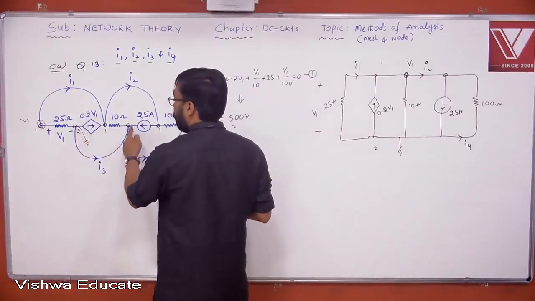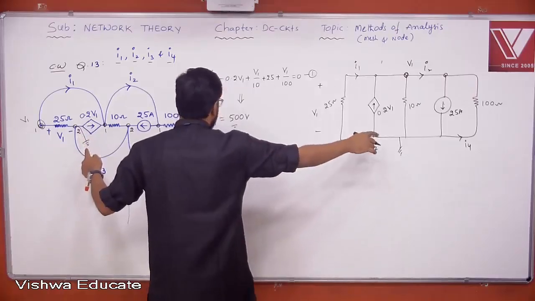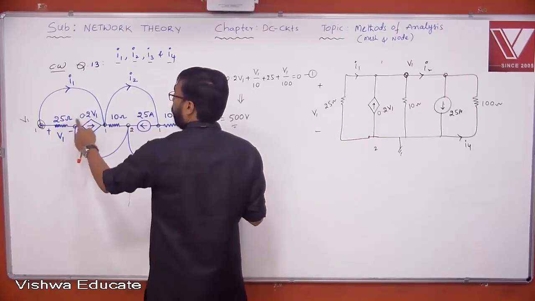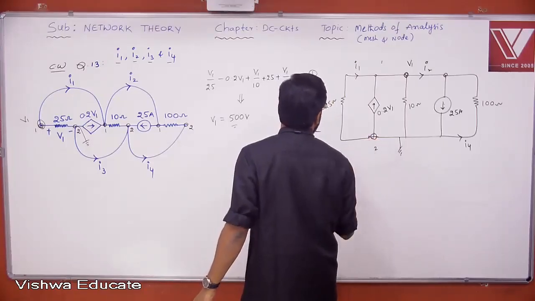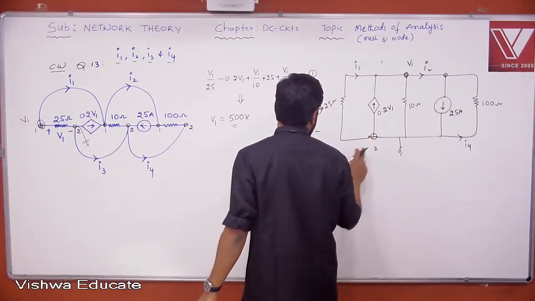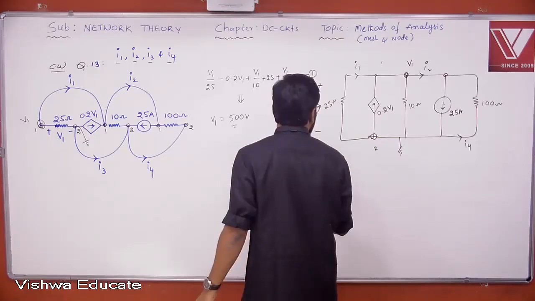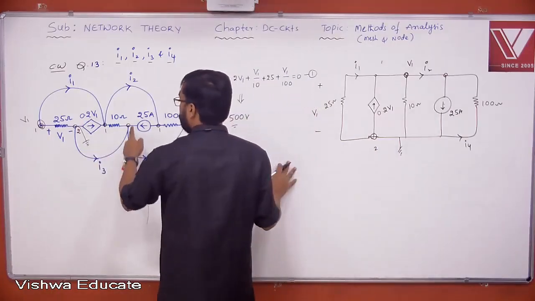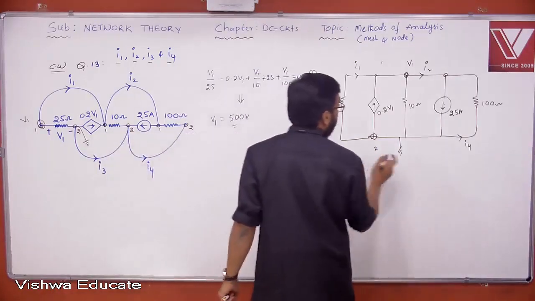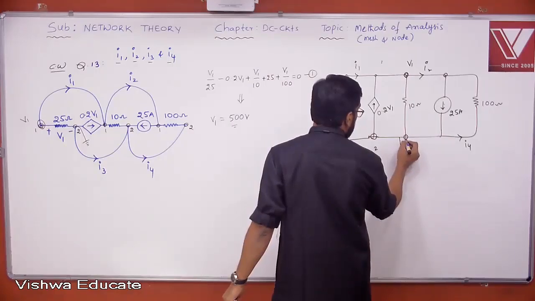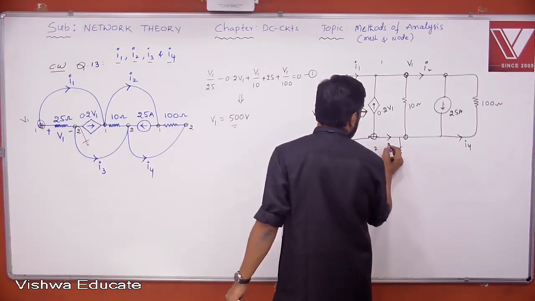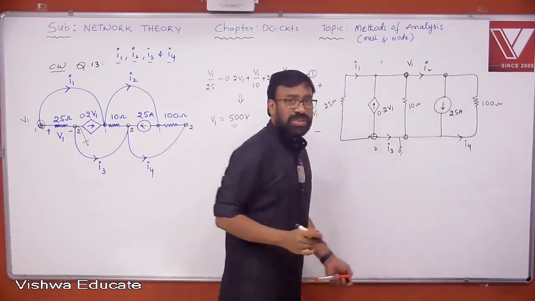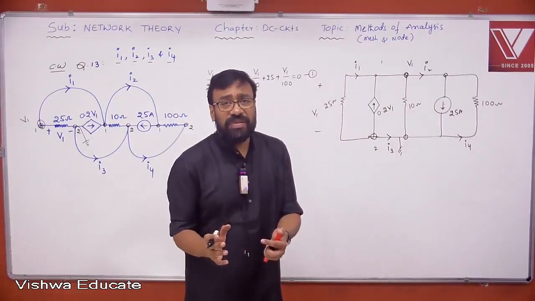What is I3 actually here? You have to identify that wire in this particular combination. 25 and 0.2 V1, where is it? Here. Okay. Now, what about this? 10 and 25 connected here. Now, between these, there is a wire and the current is how much here? I3. Like this.